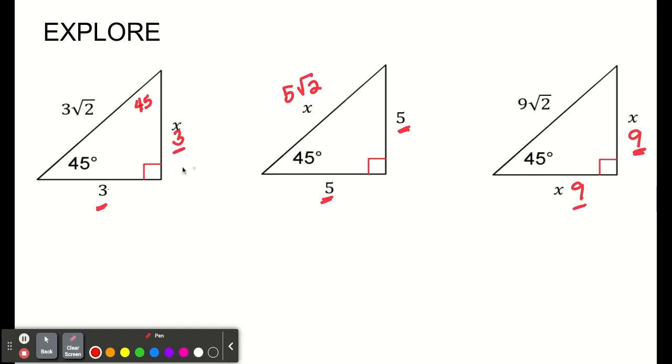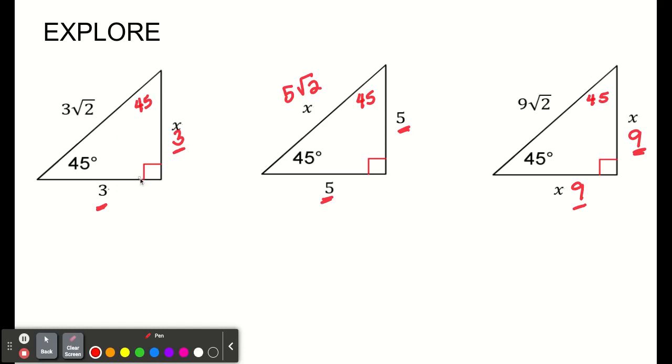If this is 45 and this is 90, the third angle must be 45 degrees to add up to 180, like we talked about with the triangle angle sum theorem. And an isosceles triangle will always have two congruent legs and two congruent angles. Now, this doesn't have to be specifically a 45, 45, 90 triangle. An isosceles triangle can have any angle measures as long as two of those angle measures are the same, and the sides opposite those angles will also be the same.